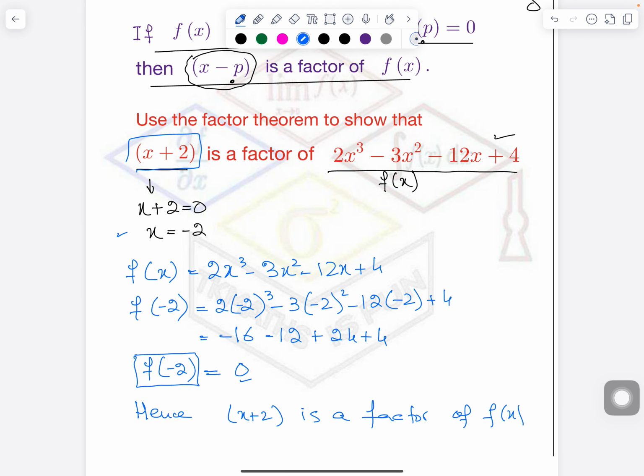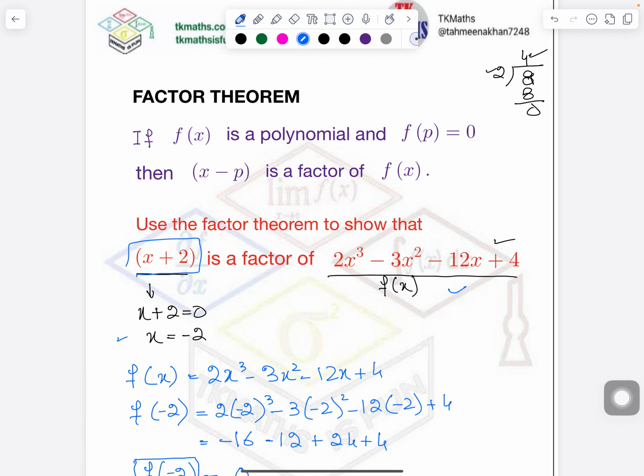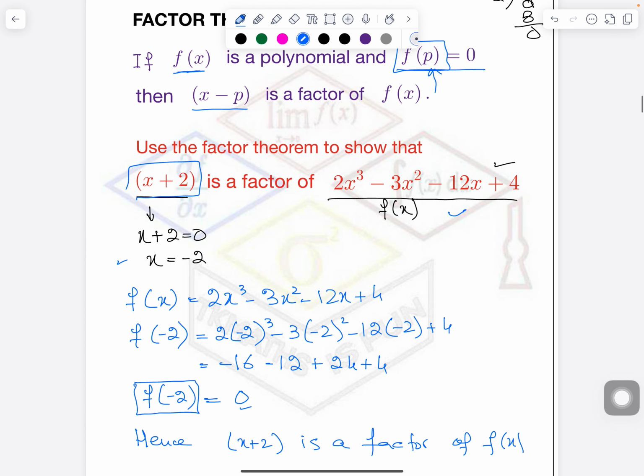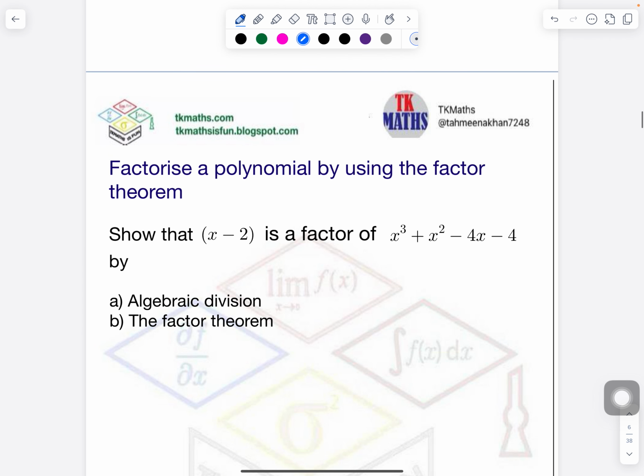And now if you read this language again, mathematical language, it is very important to understand it. So what it was saying is, if you have a polynomial f of x, which I have taken here, and from this polynomial f of x your remainder is 0, because this gives you the remainder, and p is the value you are getting from the divisor, you substitute it in. So I've shown you through an example here what it means. So now let's do this question together.